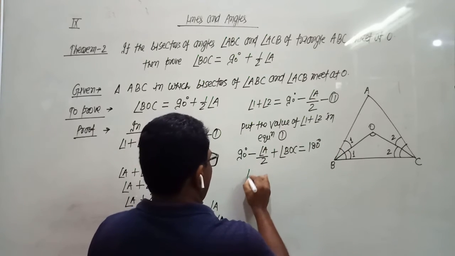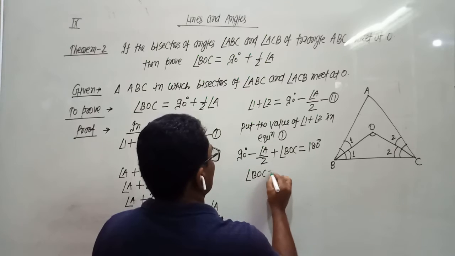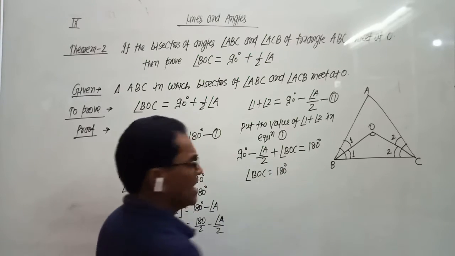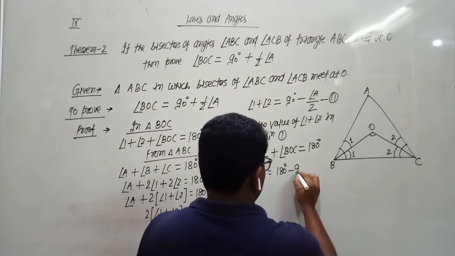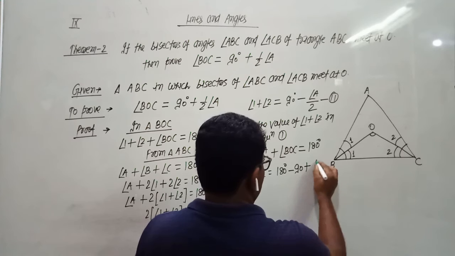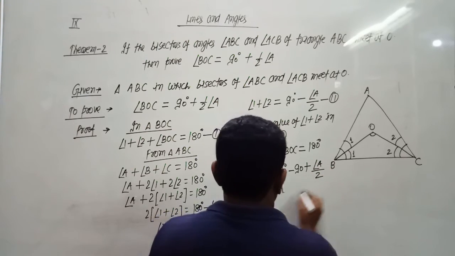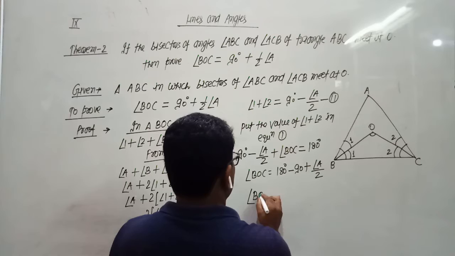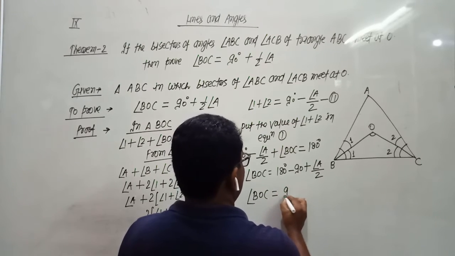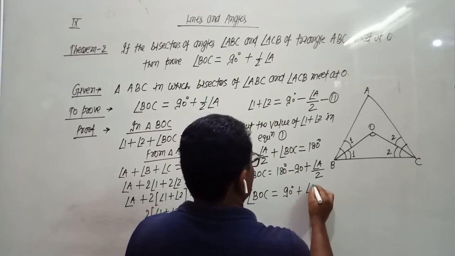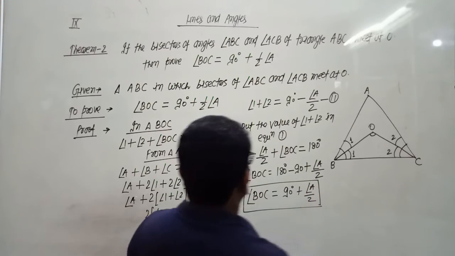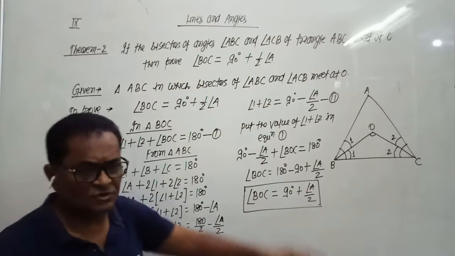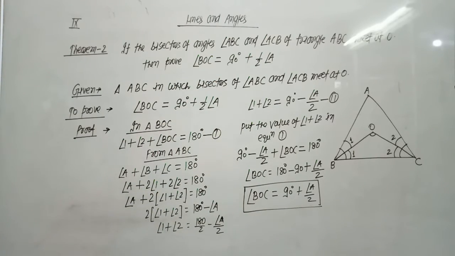So we get angle BOC equals 180 degrees, and these two terms will go on the right side. Their sign gets changed. So minus 90, and this will go on the right side and becomes angle A by 2. So we get angle BOC equals 180 minus 90, 90 degrees, plus angle A by 2. So this proves the theorem. Angle BOC equals 90 degrees plus half angle A. This we had to prove.